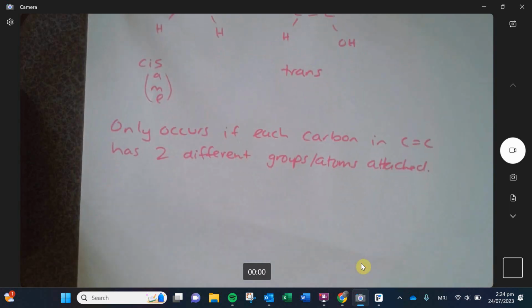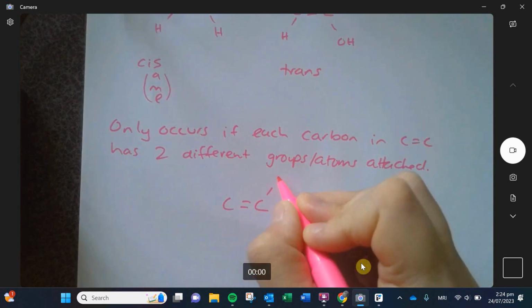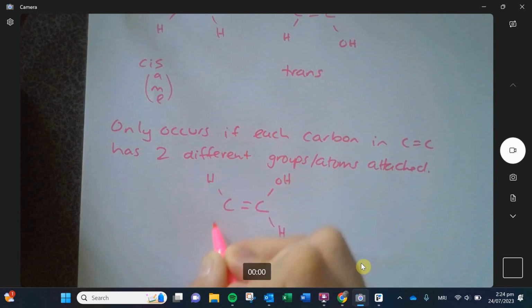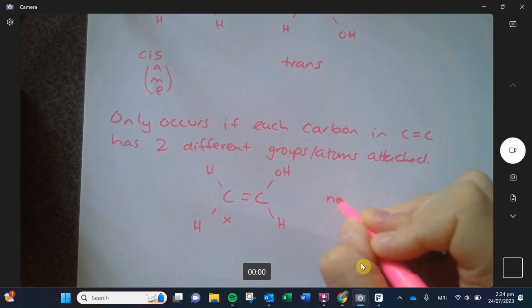So for example, if I had C double bond C and I still had that OH and an H, if this guy over here had two hydrogens, then that's a carbon that has two of the same things on there. So this would prevent it from making cis-trans isomers. Whereas this one still has two different ones. So both of the carbons involved need to have two different things. So this one would have no geometric isomers.